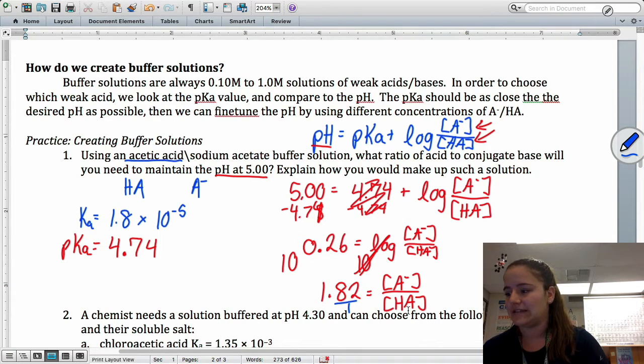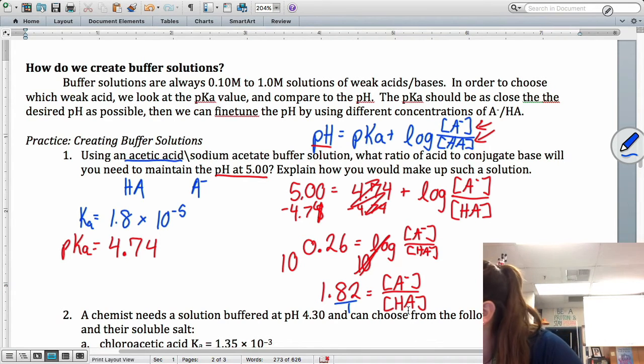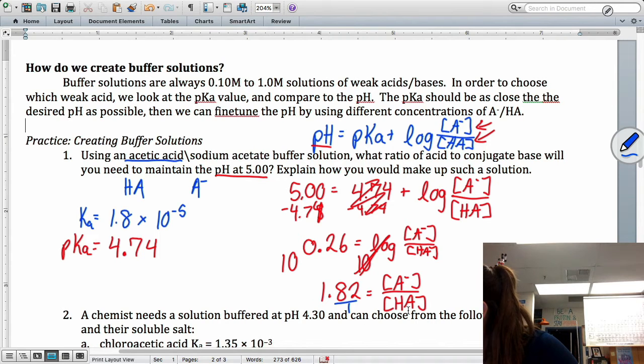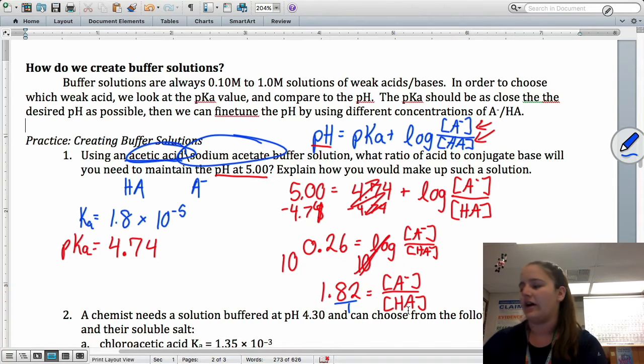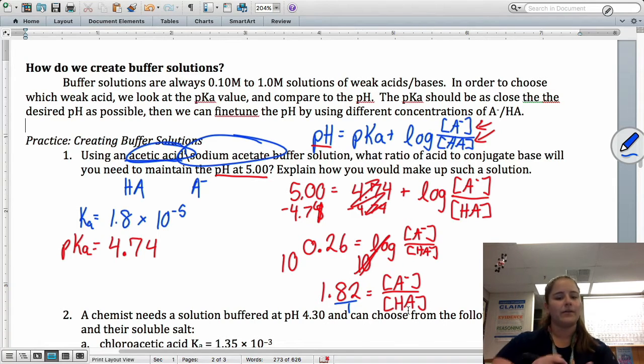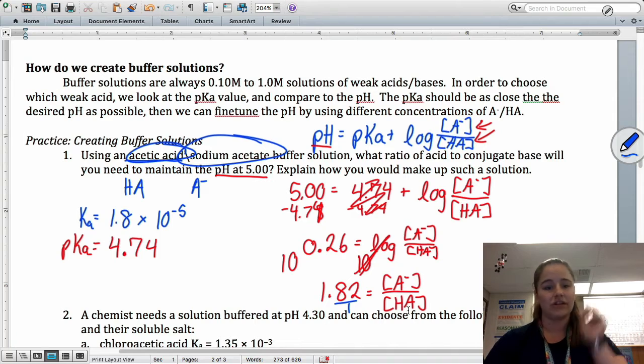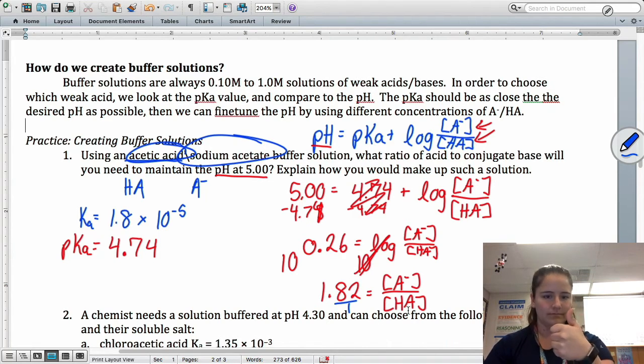But it is fine to leave it as you would need 1.82 to 1 of your A minus over HA, aka 1.82 of your sodium acetate to 1 volume of your acetic acid. And that would make the pH of your buffer solution 5. Okay, cool.